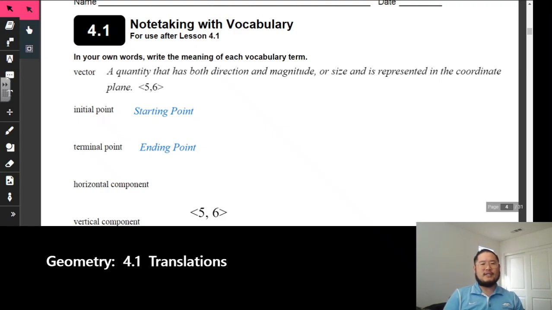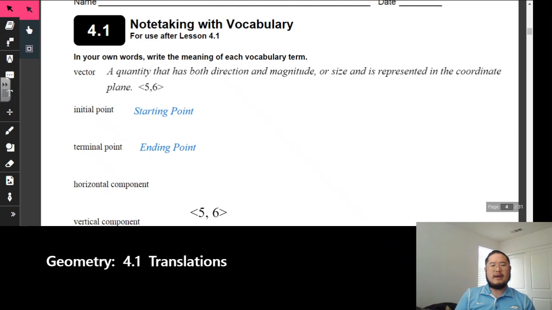Let's begin our journey in chapter 4 here, looking at 4.1, which is about translations. Now, translations is about taking a point, or what we're going to also do later on is take lines or even polygons and move them around on a plane. So let's get started here. Take a look at our vocabulary.